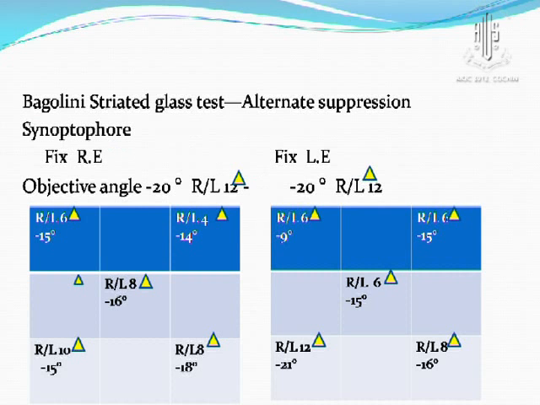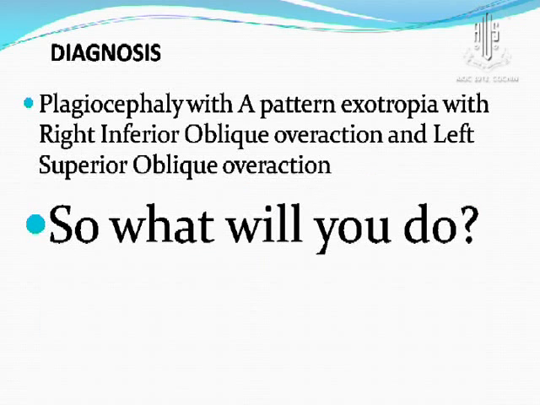To be more specific, it's a plagiocephaly with an A pattern exotropia with a right inferior oblique overaction and a left superior oblique overaction. What will you do? What are the options that one would like to do? Anybody from the audience? How would you like to manage?